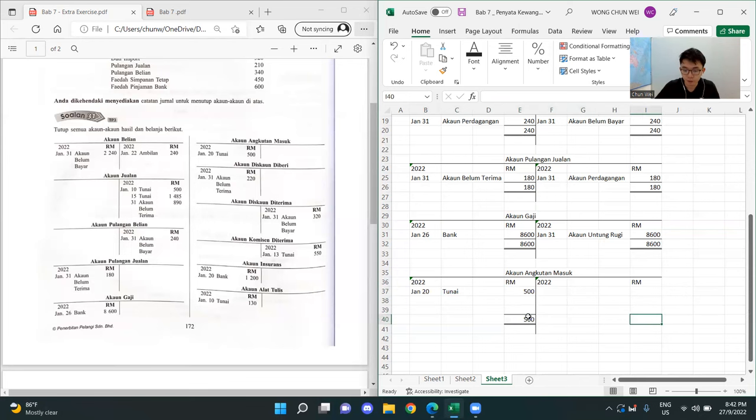Okay, let's do this first. 500. So here will be 500 also lah. Now you have to ask yourself, where do I put this angkutan masuk? So this one I just mentioned, angkutan masuk is one of the Audi. And where do we put this Audi? Audi is in account perdagangan. So here account perdagangan.